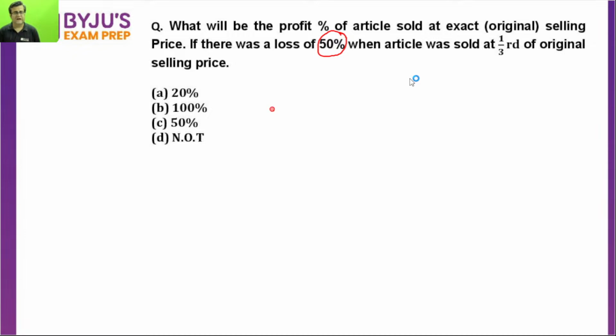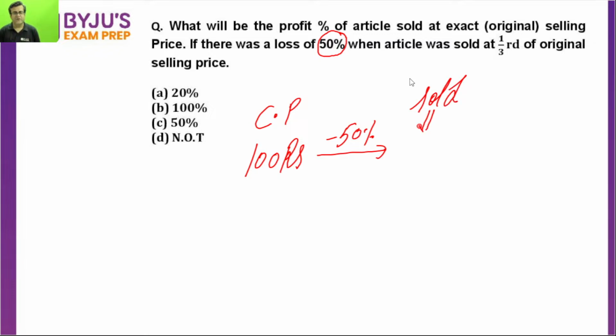What do you say if cost is 100? Loss of 50% means the article sold at 50 rupees, yes or no? Great. Everybody understand this point. If the cost of the article is 100 rupees and 50% loss is there, the article sold at 50 rupees, that's it. What about the original selling price?